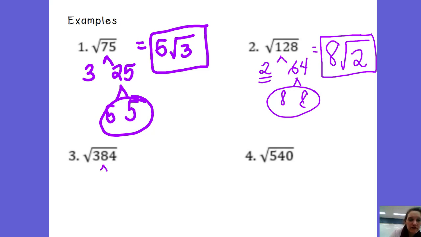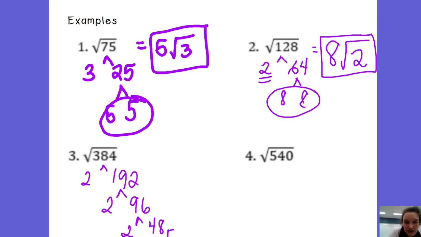Okay, square root of 384. Same thing, I don't know what divides into it, so I'm going to do 384 divided by 2. 384 is 2 times 192. Again, I don't know what goes into 192, but I know it's even, so I'm going to do 2 and 96. Again, I don't know what goes into 96, so I'm going to divide by 2. 2 and 48. Now we're in business. 48 is 2 and 24. I'm running out of room.